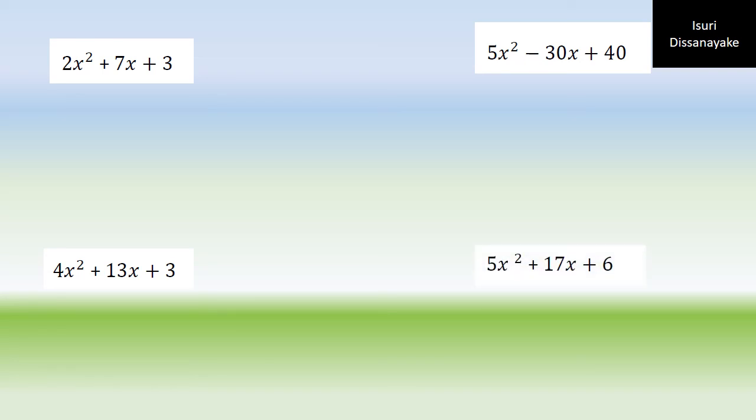And the last one is for you. You have to add and take 17, multiply and get 30. I have not shown you the workings, but I have given you the factors. So you can try more questions in factorizing quadratic expressions.